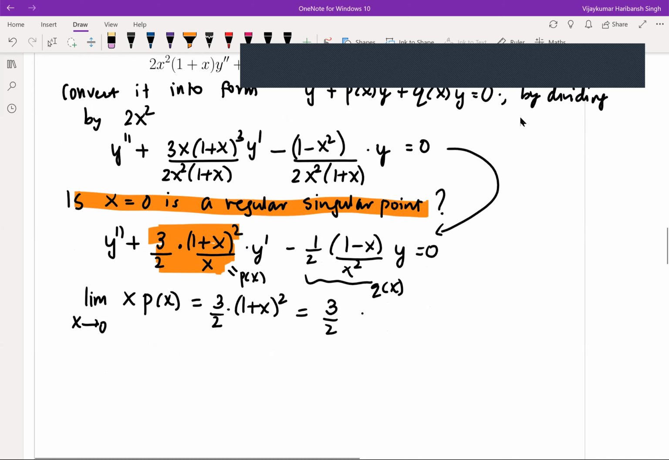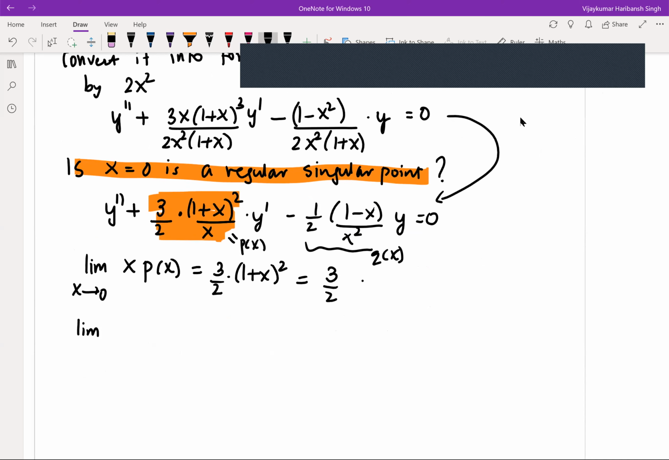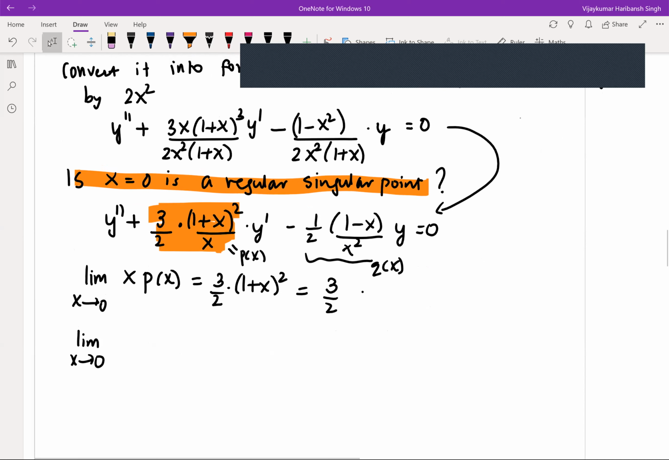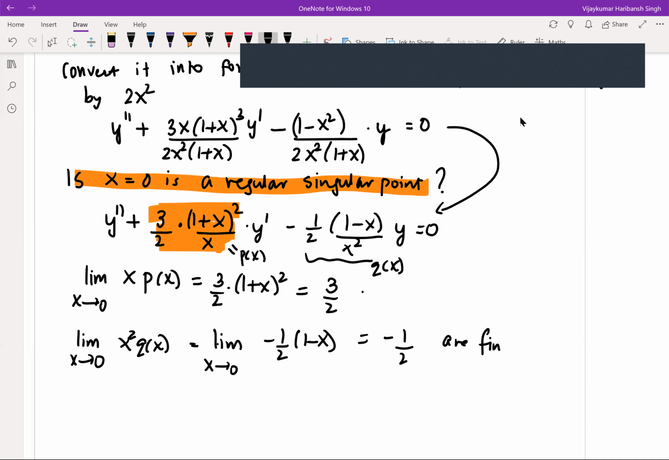And similarly, limit as x goes to 0 of x square q(x) is going to be, so 1, if I multiply it by x square, I'll be left with, as x goes to 0, minus half 1 minus x, and as x goes to 0, I get a finite value. And these are analytic as well.